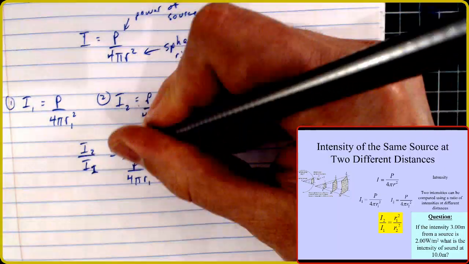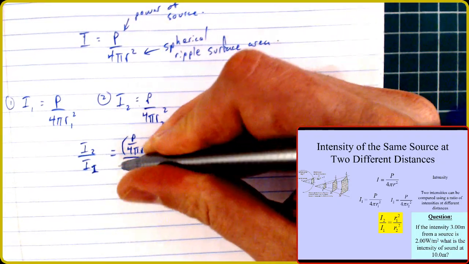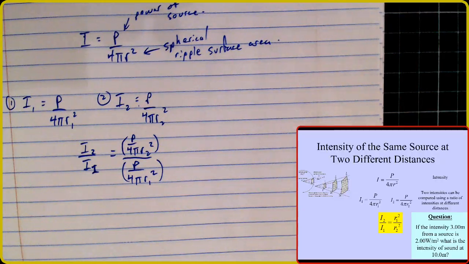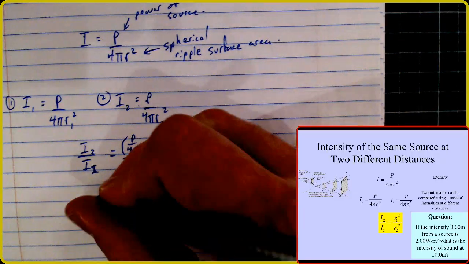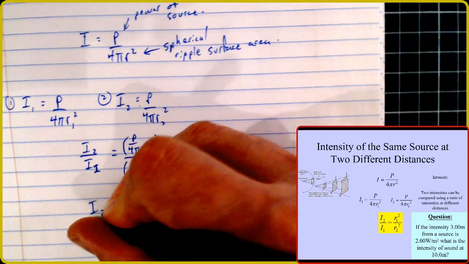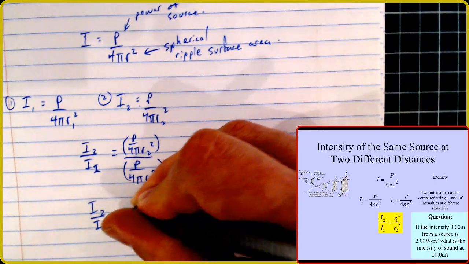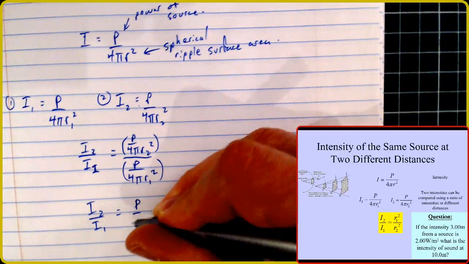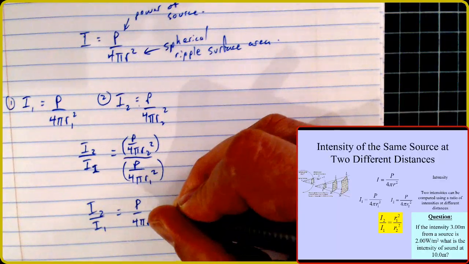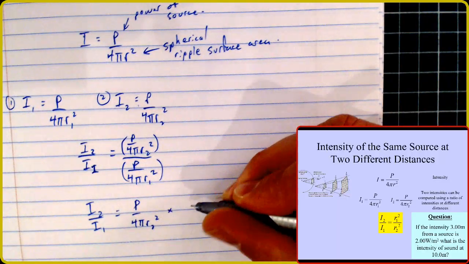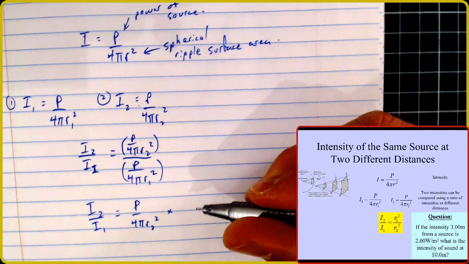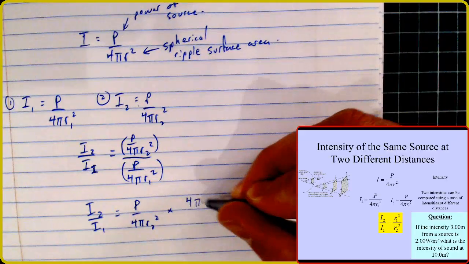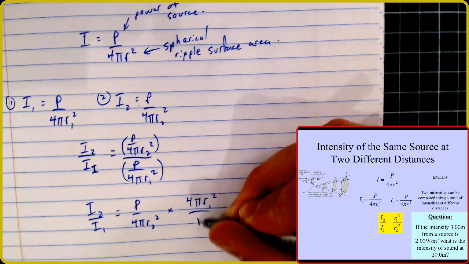And if it makes it easier to see, I'll put a bracket around the numerator and a bracket around the denominator. Now, whenever I have a fraction divided by another fraction, I know in my heart of hearts that I2 over I1 would be equal to, remember, you take the first fraction, P over 4 pi r2 squared, and then you multiply it by the inverted second fraction. So I invert and multiply: 4 pi r1 squared over P.